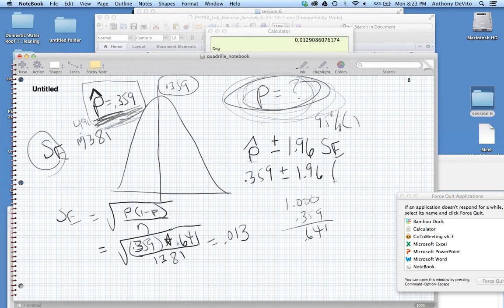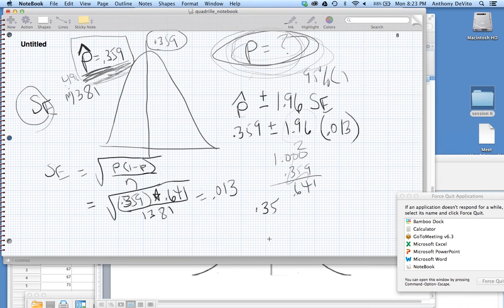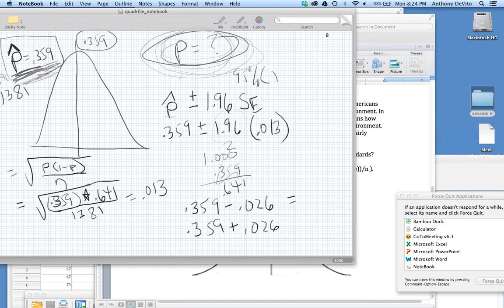So it's 1.96 times 0.013. I'm going to take a liberty here now of calling this 2 instead of 1.96, just to speed things up a little bit since we're coming pretty close to the end here. So my confidence interval is going to be 0.359 minus 2 times 0.013. Well, what's that going to be? It's going to be 0.026. And 0.359 plus 0.026.